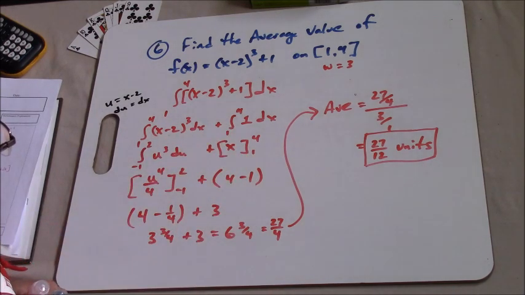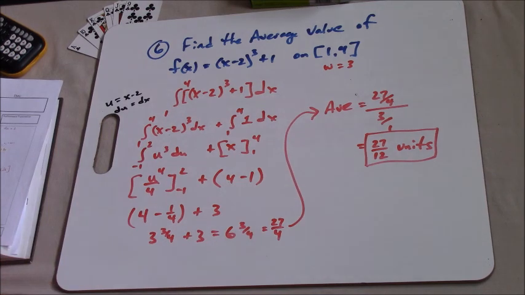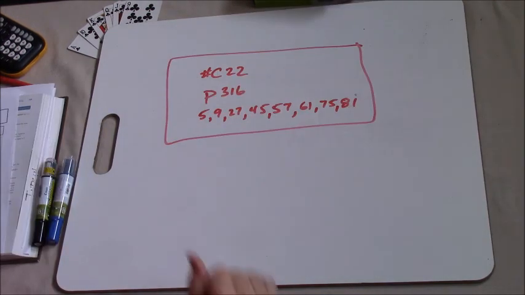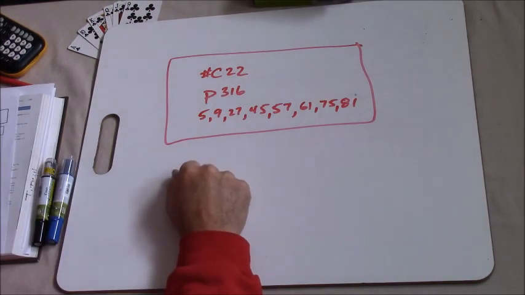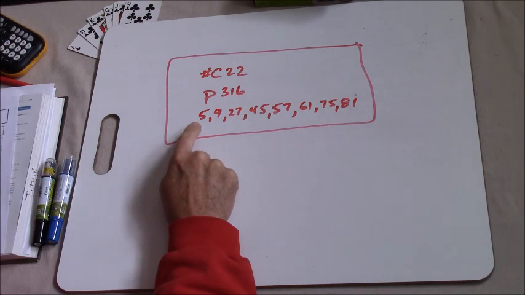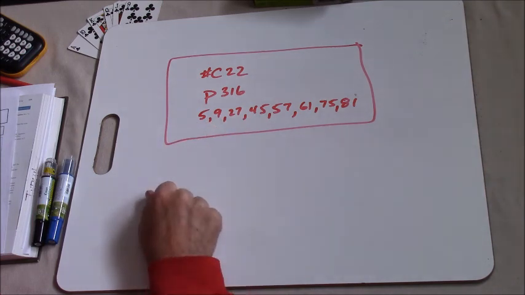All right, let me get you an assignment. So here's what we have for tonight. It's number C22, page 316. We're doing number 5, 9, 27, 45, 57, 61, 75, and 81.